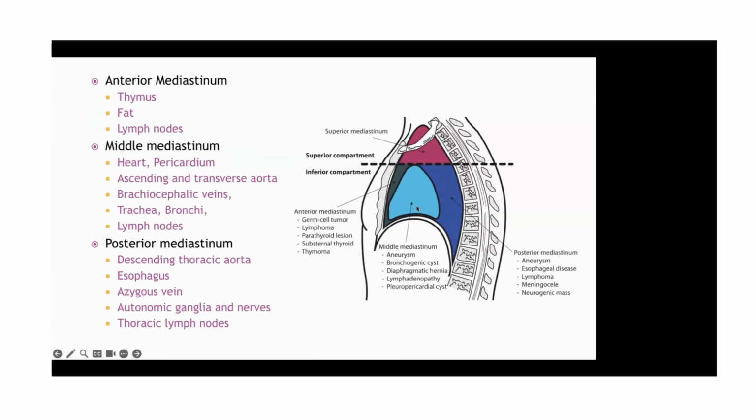In the middle mediastinum, we have the heart, pericardium, aorta, and veins. Here we can see aneurysms and cysts, and to be honest, we very rarely see any neoplasia. So mostly in the middle mediastinum, we see aneurysms, cysts, and hernias. And then we have the posterior mediastinum, where we have the esophagus, veins, aorta, nerves, and lymph nodes. Usually the diseases we are dealing with are aneurysms, lymphomas, meningoceles, and neurogenic masses.